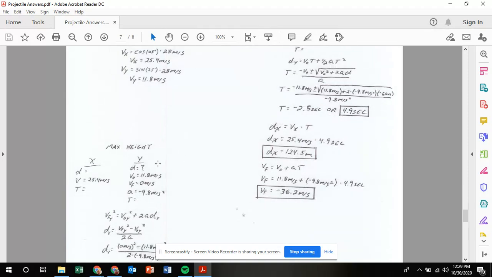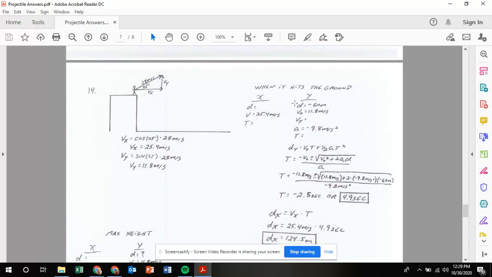Now for maximum height, we actually have to do a separate problem. The reason for that is, if we look up here, I have d equals negative 60. That's when it gets to the ground. I want to know when it's going to go up, up, up and reach its highest possible point. That's a different set of initial conditions. That's a different set of x and y.